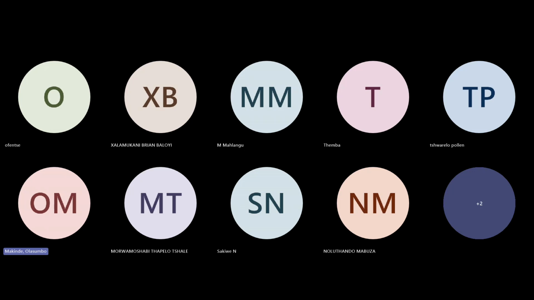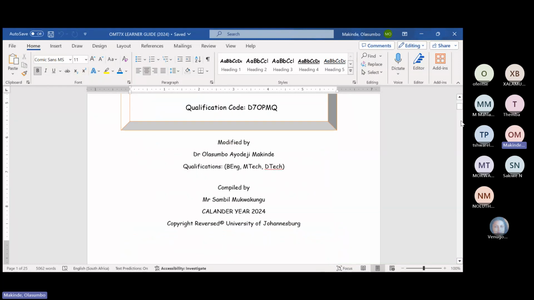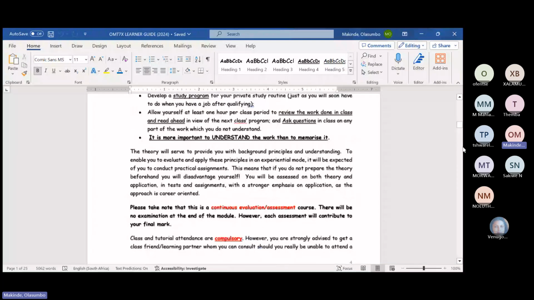So with that being said, let me just upload and share the learner guide quickly with you. It's just to show you what you have on Moodle. If you go to Moodle, there's something like 'click here to download the learner guide'. If you click there, it downloads it for you. Then you're able to see my details, and you can see everything that I'm talking about so far.